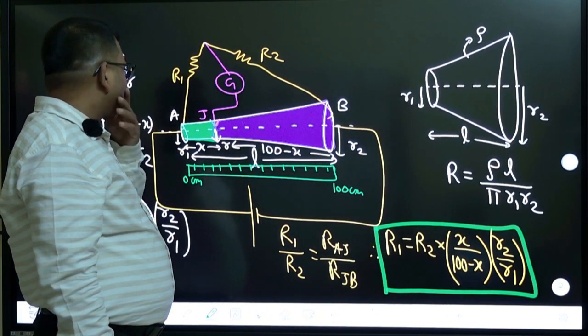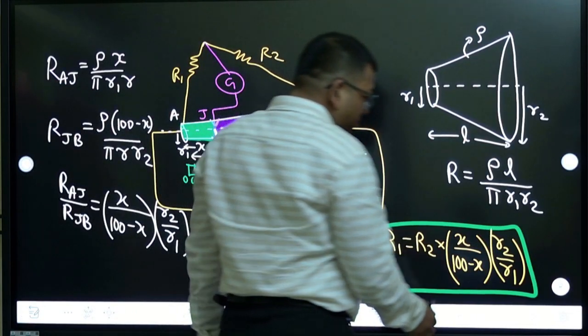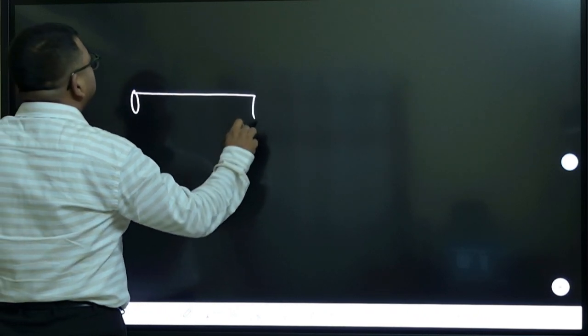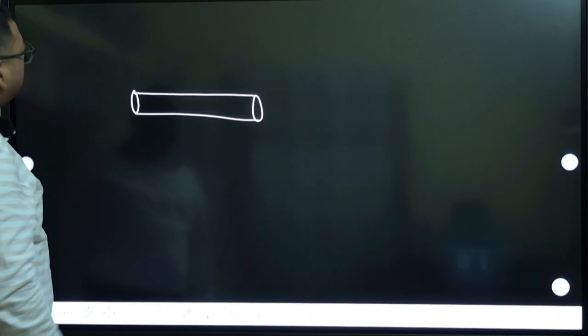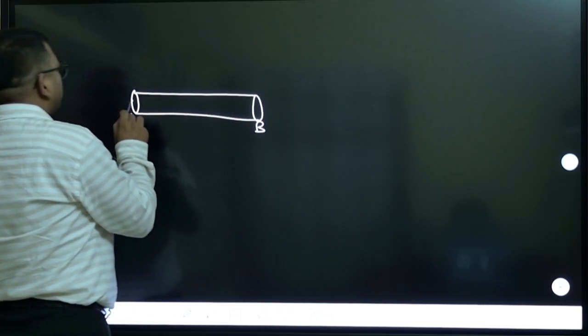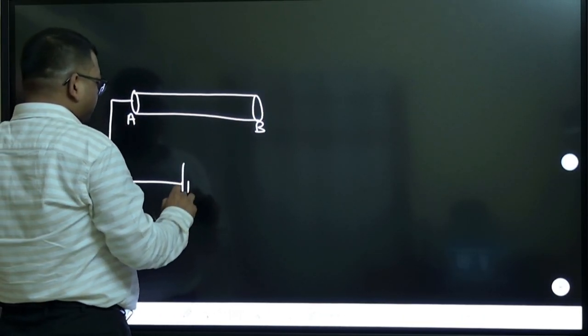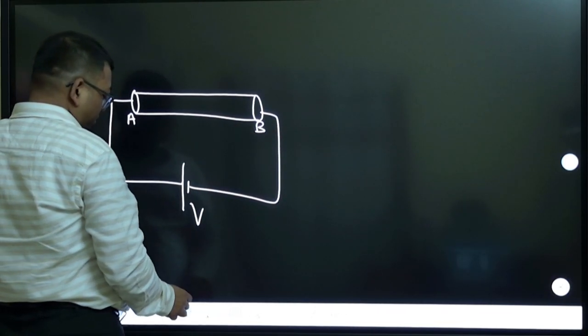Sometimes they will ask some end corrections. What is end correction? That is a practical physics related topic, but let's just understand what end correction is. Suppose this is the end of this, A and B, and you are connecting this with a battery of some voltage.